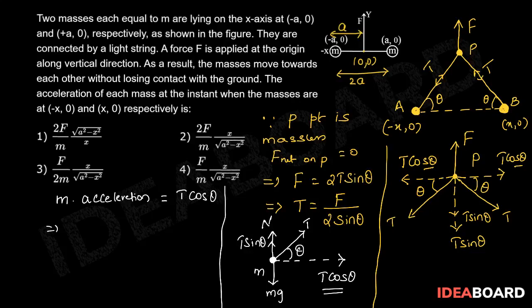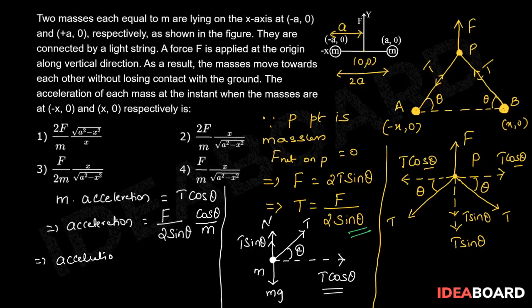So this implies acceleration is equal to, from this equation, T is F upon 2 sin theta multiplied by cos theta upon m. Therefore, this implies acceleration is equal to F upon 2m times cot theta.